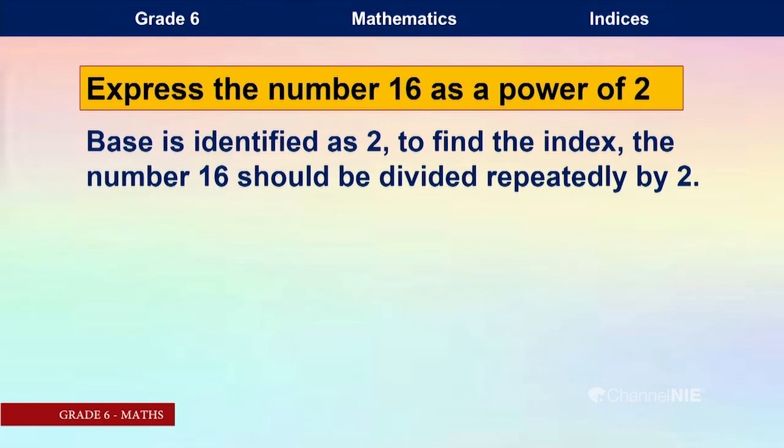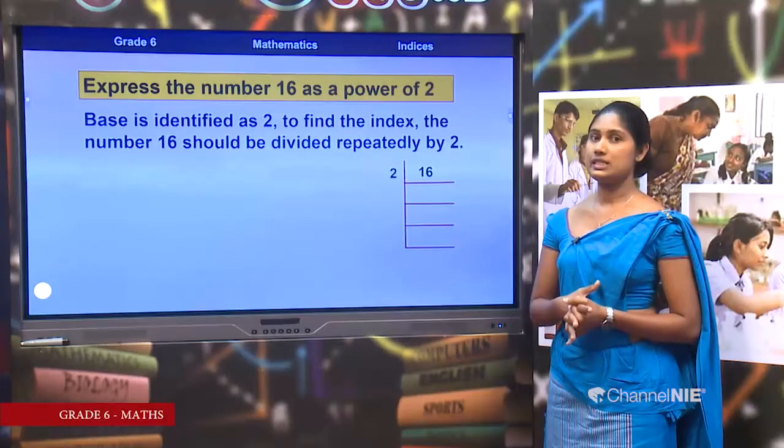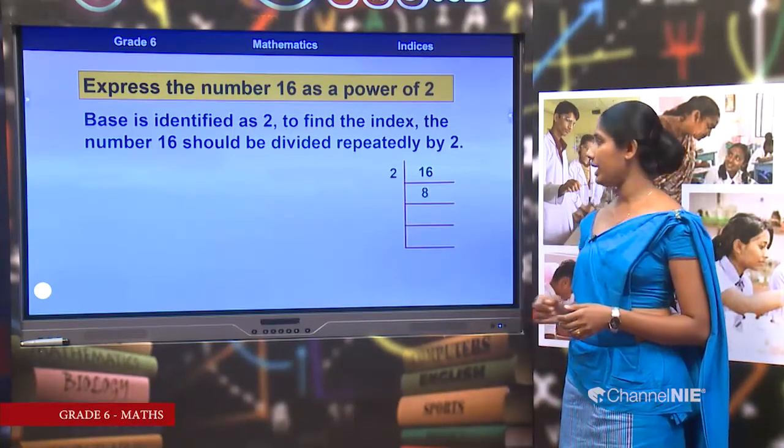Then let's see how to do this. 16 we have to divide by 2 because we have to write it using a power of 2. That's why I used to divide this number by 2. We have to divide this number again and again by 2 until 1 comes. Then 16 I am going to divide by 2. What is the answer? 16 divided by 2, the answer is 8.